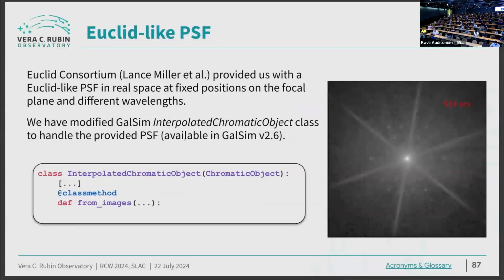So one of the most important components of those simulations is having the PSF, the Euclid PSF, right? So for that, we worked with the Euclid Consortium, and we have to thank Lance Miller, who provided images in real space of the PSF. So this is not the exact Euclid PSF; it's a Euclid-like PSF, which will be good enough for the science that we are interested in with this project. And among the different things that we've done during this project, one of them was to slightly modify Gaussian to allow us to use this kind of objects and create directly interpolated chromatic objects.